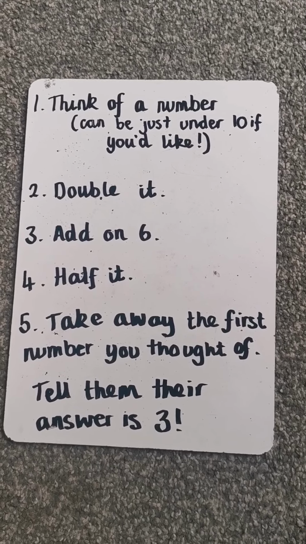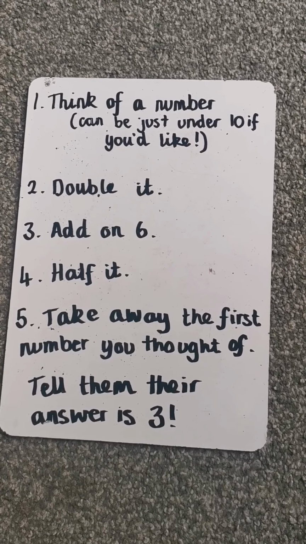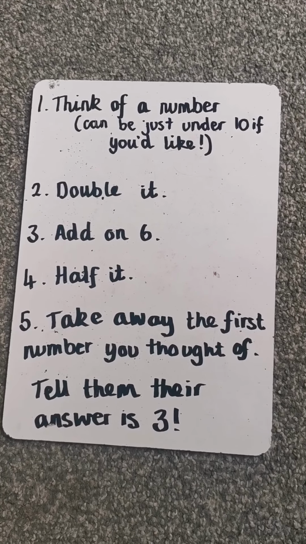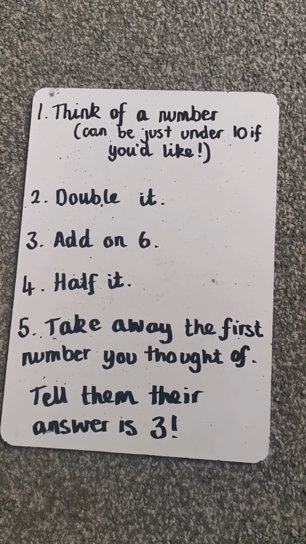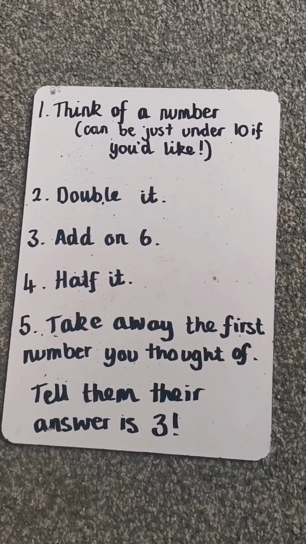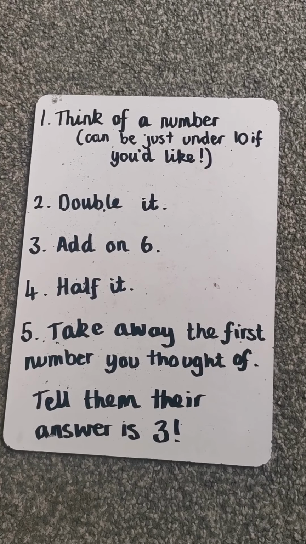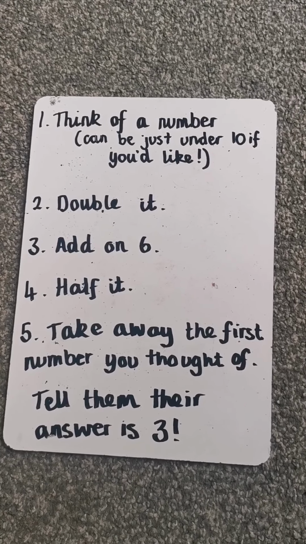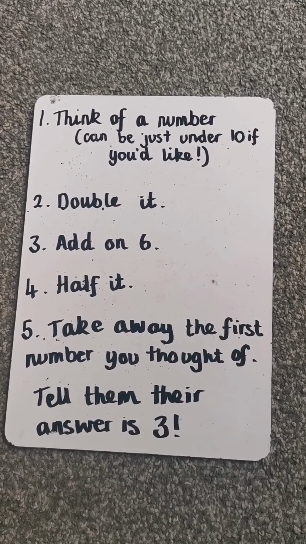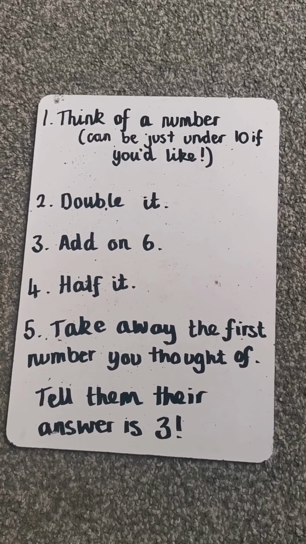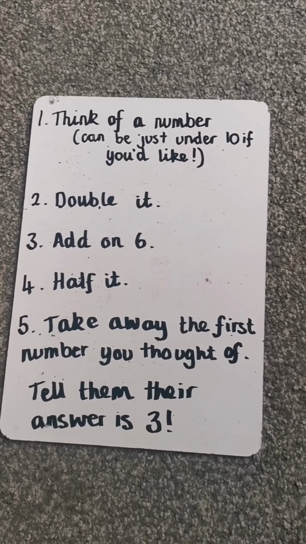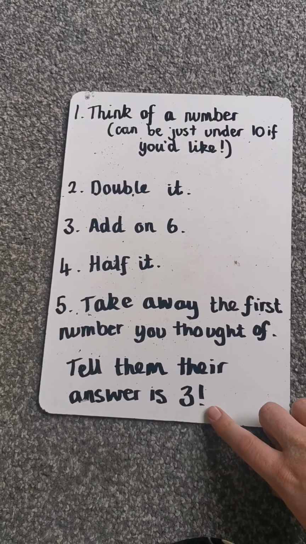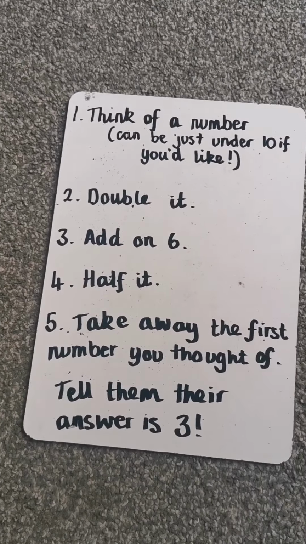So if I think of a number, I'm going to choose 9. If I then double it, I get 18. If I add on 6, I get 24. Now I need to half it. So half of 24 is 12. Now I need to take away the number that I first thought of, which was 9. So 12 take away 9 leaves me with 3. The answer should always be 3.